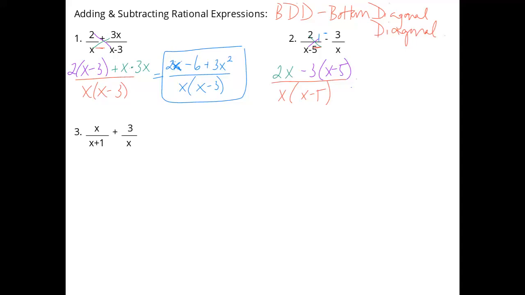Now cleaning it up a little bit, we've got 2x, and then it'd be minus 3x plus 15 all over x times x minus 5. And we can combine like terms on the top, so we get negative x plus 15 over x times x minus 5. And again, if there was a way for us to factor and get terms to cancel top and bottom, we would do that. But in this case, the negative x plus 15 is as factored as it's going to get, and the denominator is already factored as well.